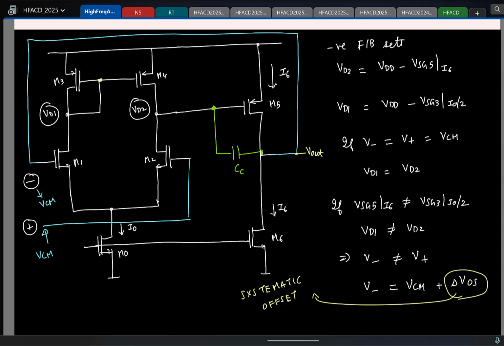I mean, of course, the current will not be exactly I0 by 2, I0 by 2. But the change in the current you will observe will be much smaller compared to the change you will observe in the drain voltages. Is that clear? So that's why we don't worry about that.